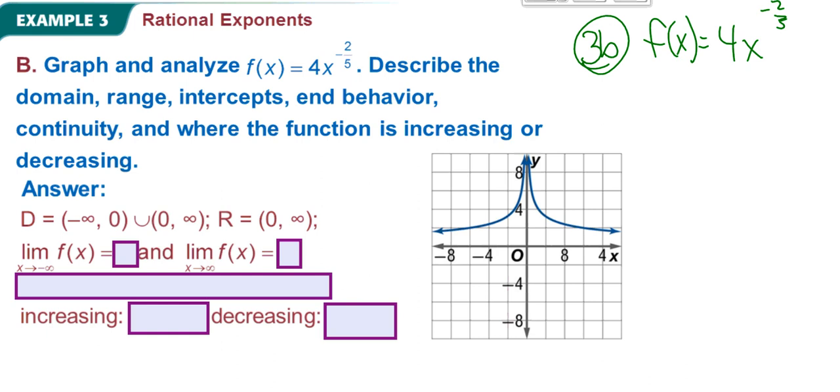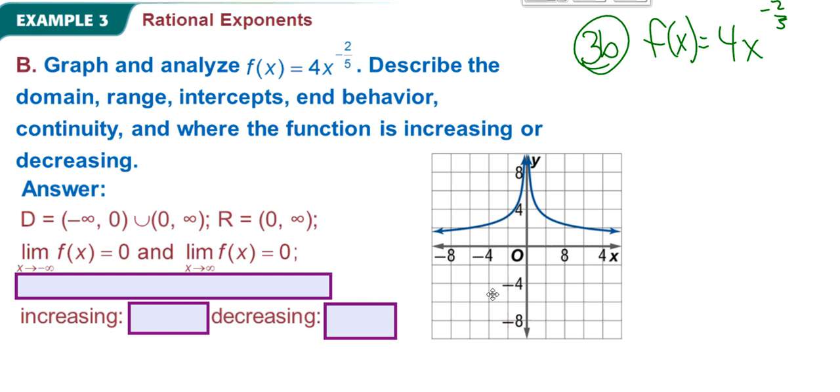This does have left and right end behavior. As x goes to negative infinity, notice this is getting closer and closer to 0 as we go. As x goes to positive infinity, the limit of f of x as x goes to positive infinity is also 0.